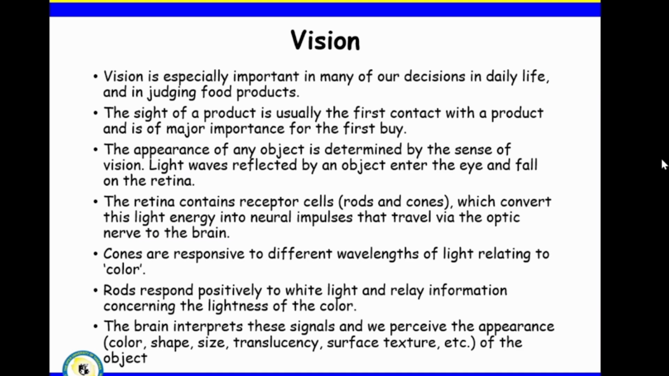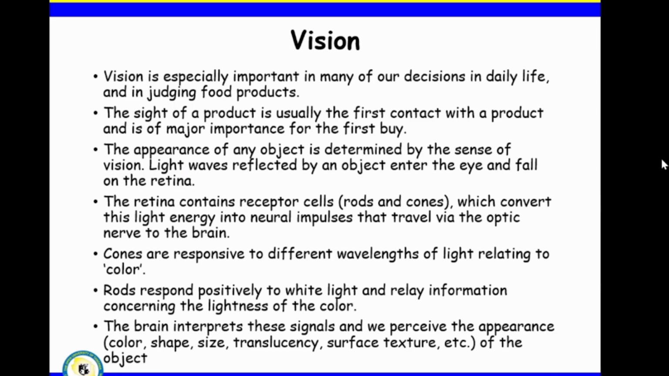An object is determined by the sense of vision. Light waves reflected by an object enter the eye and fall onto the retina. The retina in the eye contains receptor cells, rods and cones, which convert this light energy into neural impulses that travel via the optic nerve to the brain.